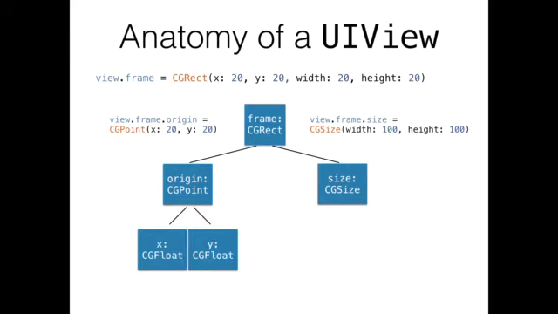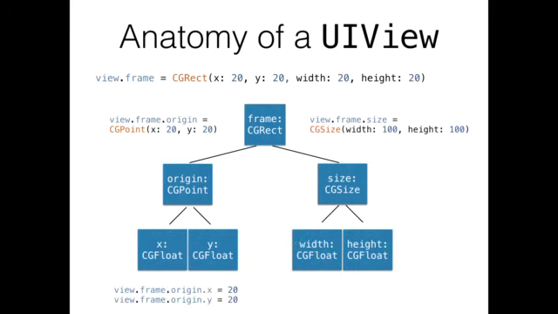To go even further down, a CGPoint consists of an x and a y value, which are both CGFloats. In code, this looks like this. And for the size, we have a similar situation where we have a width and a height. Both again are CGFloats. And in code, this would look like this.